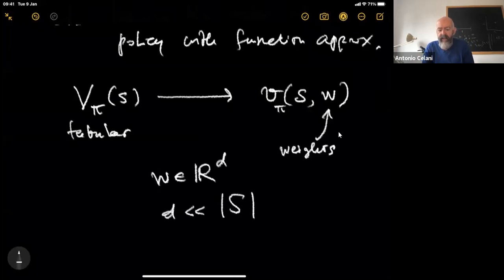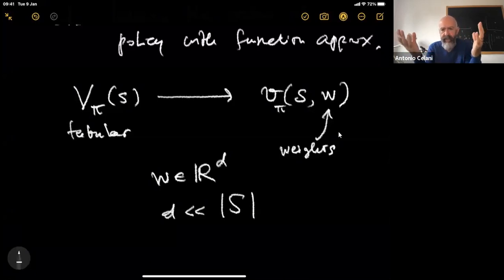And of course, for this approximation to be successful, there must be some structure in the problem. So if your problem is extremely dependent on the state, so if for every state something very different happens, this approximation is doomed to fail. But if there is some underlying structure, such that the problem can be described with a lower number of degrees of freedom, then this approximation can be successful.